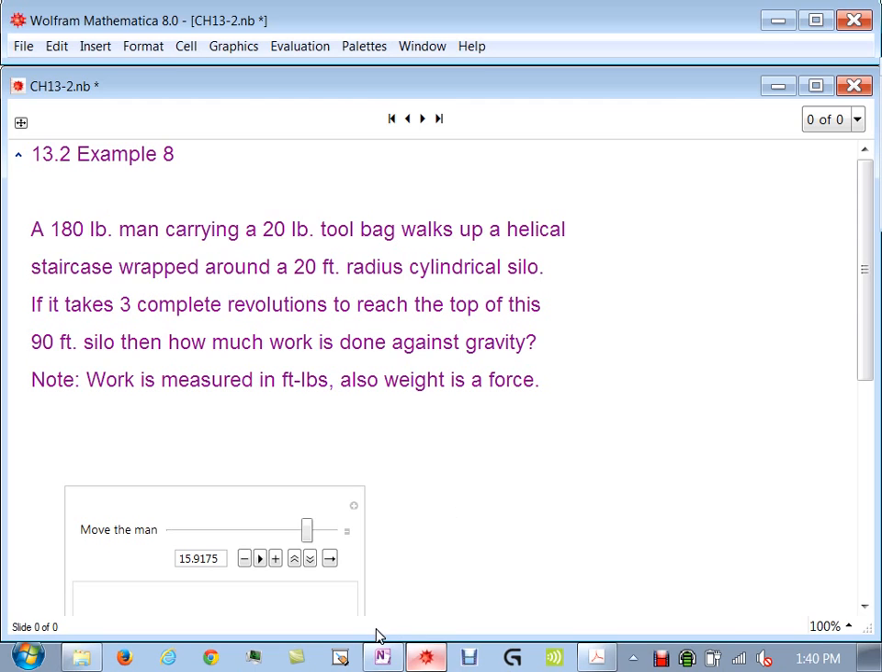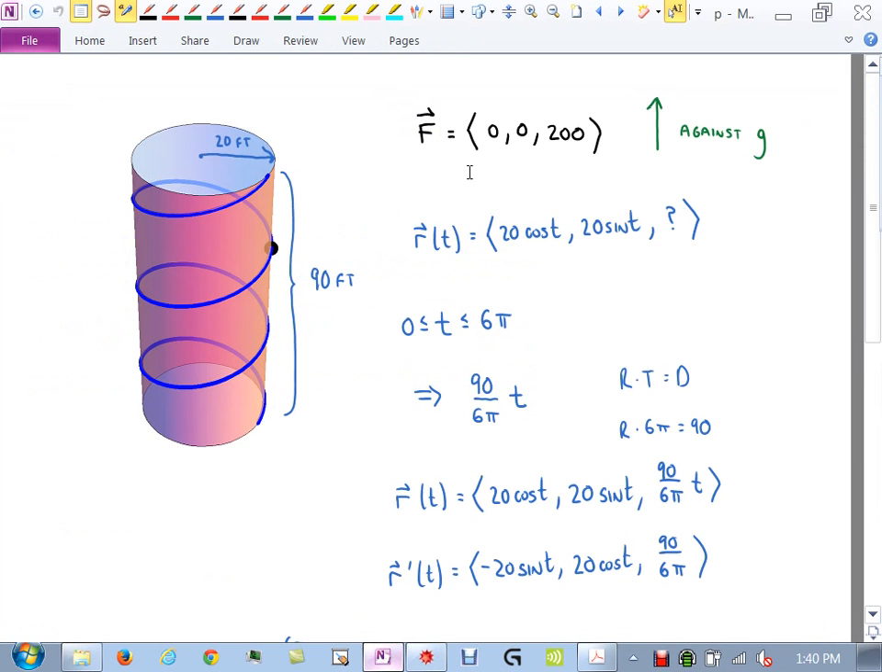There's a difference. Exactly, which is why I want you to see that my force vector, my force field, is 0, 0, 200. 0, 0, 200 is just a vector that points straight up. It has a magnitude of what? 200. Where does the 200 come from? The weight, right? It's the man, 180 pounds, plus his bag, 200 pounds. So gravity is acting down. The force against that gravity is 200 straight up.